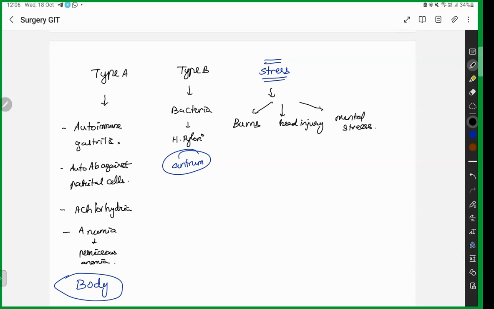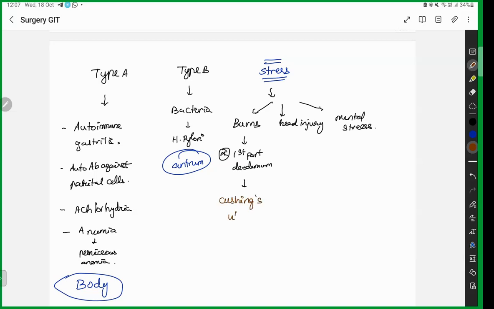So, burns. In burn injuries, the first part which is going to get involved is the first part of the duodenum. First part of duodenum is going to be the first part which is going to get injured. Okay, this is going to be the most common. And this ulcer we call with a specific name. The name is going to be Curling's ulcer.